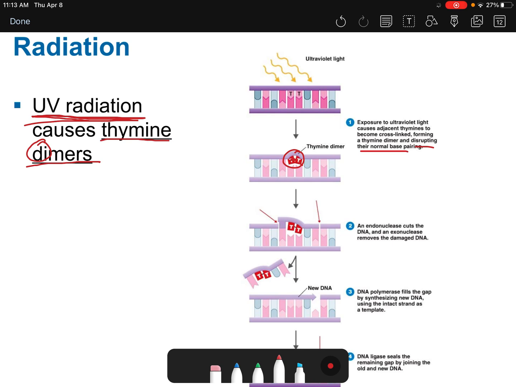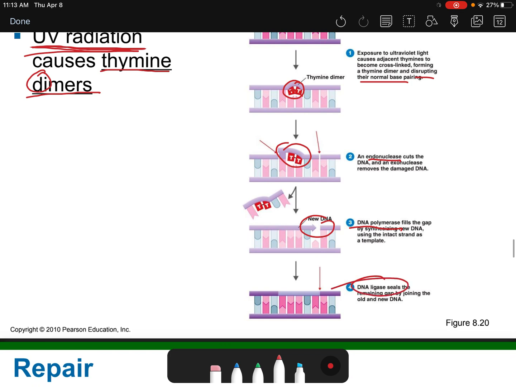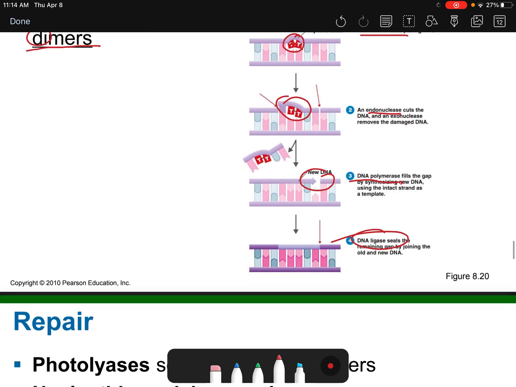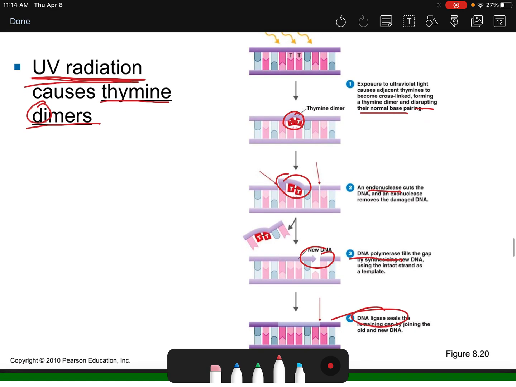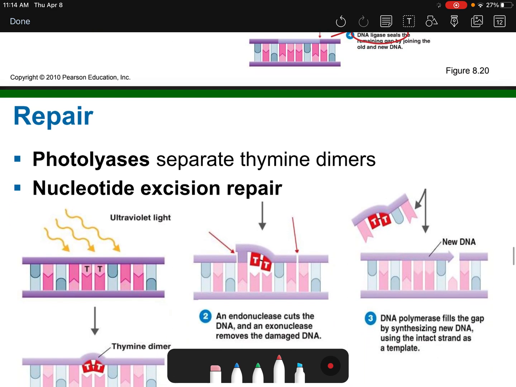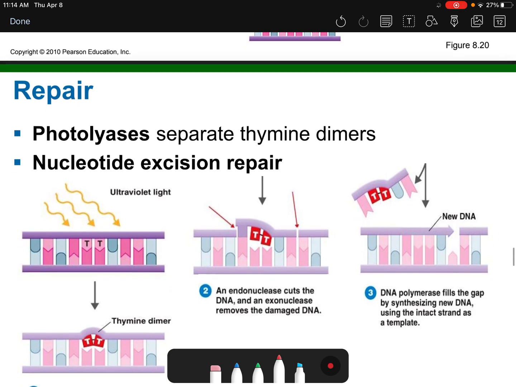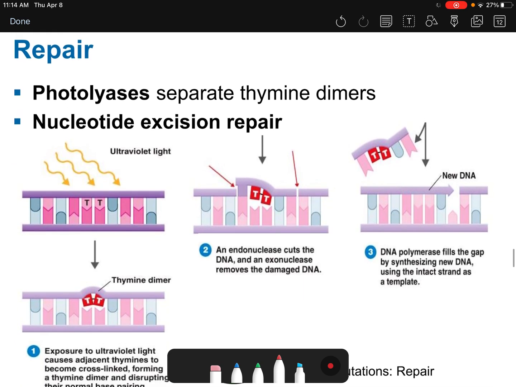And so a lot of times then an endonuclease can cut those out, and then DNA polymerase fills in the gap, and then ligase seals it up, okay? So we do have some DNA repair that can kind of help, even if you do have some of that damage to your DNA. But overexposure and lots of exposure can, over time, cause damage, and that's why it puts you at risk of skin cancer.